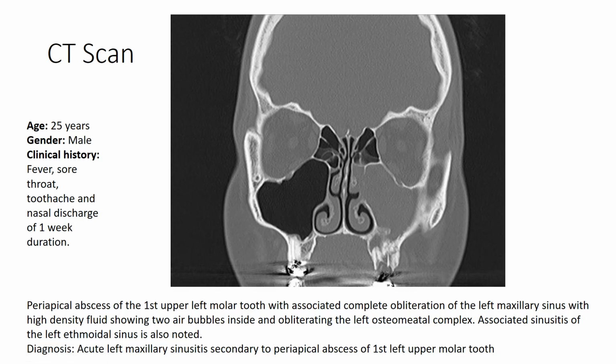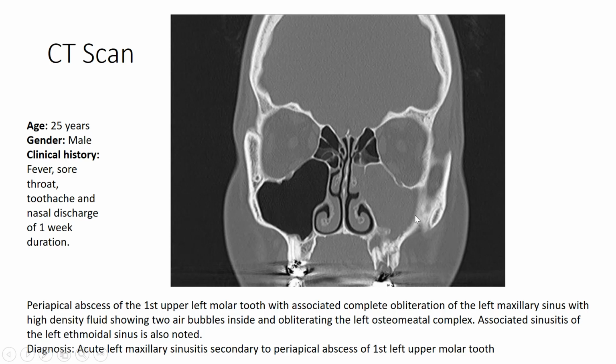Right now in the CT scan, so now this is a CT scan, and the dentist reported that the patient presented with fever, sore throat, toothache, and nasal discharge of 1 week of duration. So this came to the radiologist, and the radiologist took this CT, and he reported the presence of a periapical abscess here of the upper first left molar tooth with associated complete obliteration of the left maxillary sinus with high density fluid here, showing 2 air bubbles inside and obliterating the left osteomeatal complex.